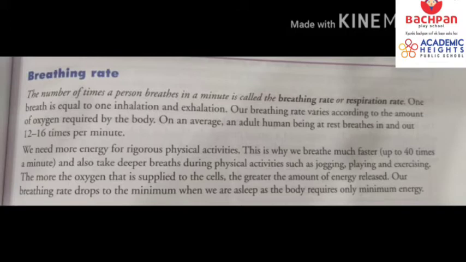Taking in air once and exhaling it makes one breath cycle. Okay, so the number of times the person does it in a minute is known as the breathing rate. So our breathing rate varies according to the amount of oxygen required by the body. So when you need a large amount of air, you breathe fast. Okay, on an average, an adult human being at rest breathes in and out 12 to 16 times per minute.